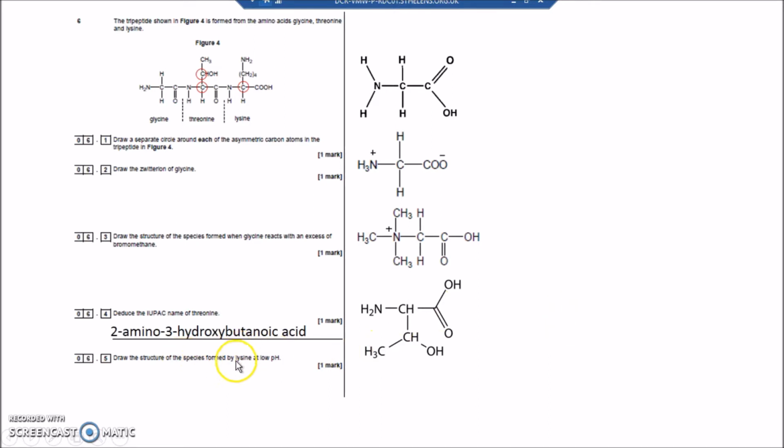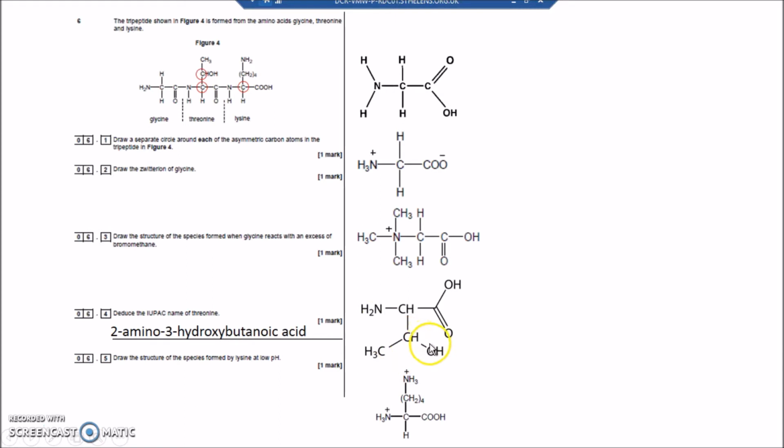Draw the structure of the species formed by lysine at low pH. Remember, low pH is acid. So what does something do in acids? In acid, acids produce H pluses. So where's the H plus going to go? Well, it'll go onto the ends to make NH3 plus. So at low pH, in other words, in acids, it's going to make an NH2 into an NH3 plus.